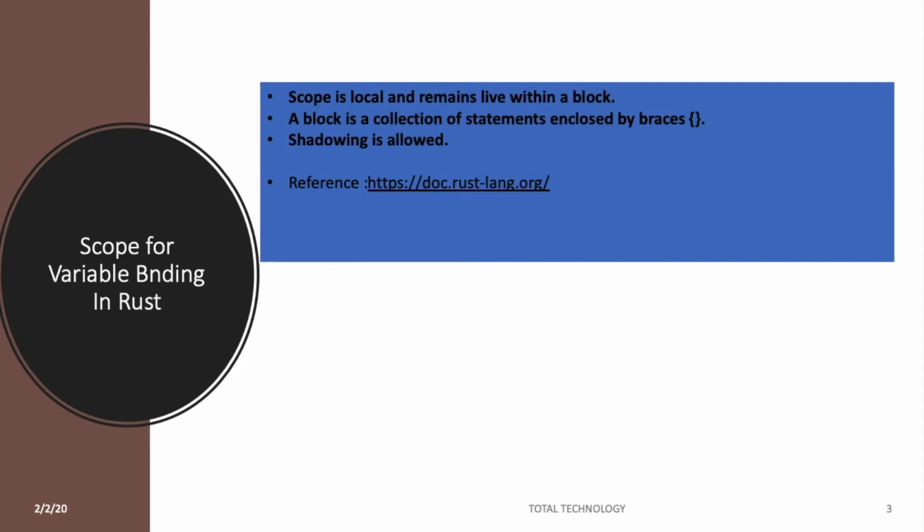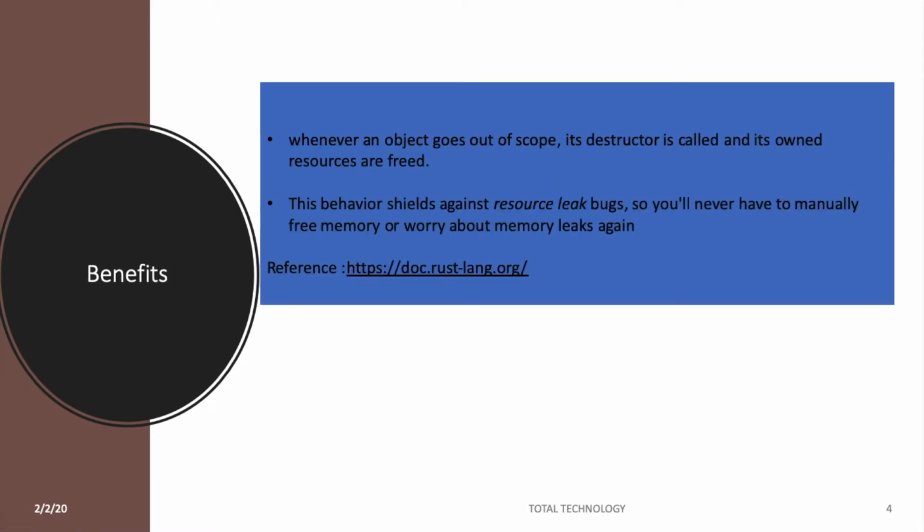And what is the scope for variable binding in Rust? Scope is always local, and remains live within a block. So in Rust the variable scope will always be local and will remain within the block. A block is a collection of statements enclosed by braces, and shadowing is allowed. I will explain what shadowing is, and I have taken this reference from the official Rust-lang site.